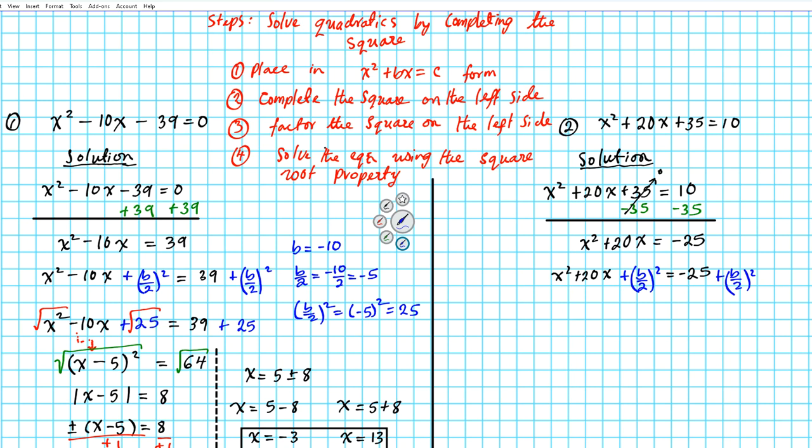All right, so let's go ahead and figure out what that b value is. So we know that b is 20. So b over 2 is going to be 20 over 2, which is 10. And then b over 2 squared is going to be 10 squared, which is 100. So that's the number that completes the square.